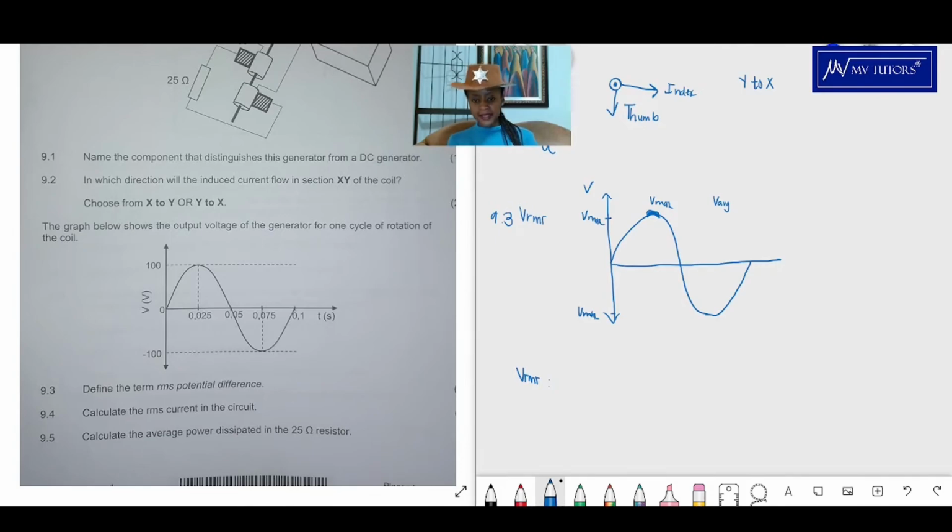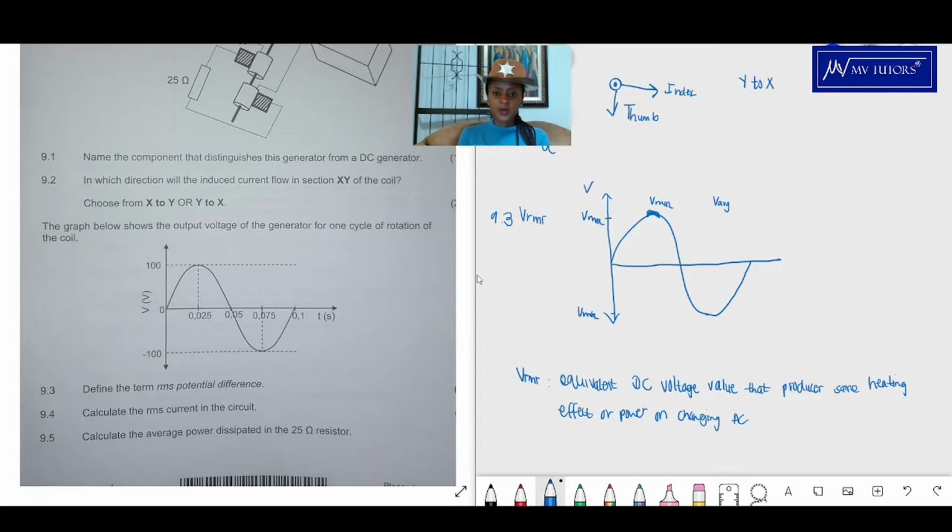VRMS is the equivalent DC voltage value that produces the same heating effect or power on an alternating or changing AC alternating current. So when we say VRMS, or the root mean squared voltage, it's the equivalent DC voltage that produces the same heating effect.